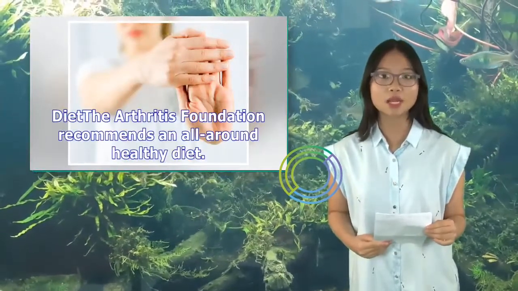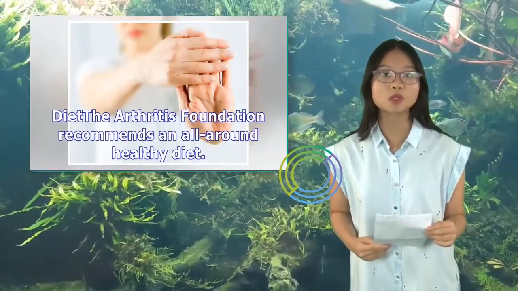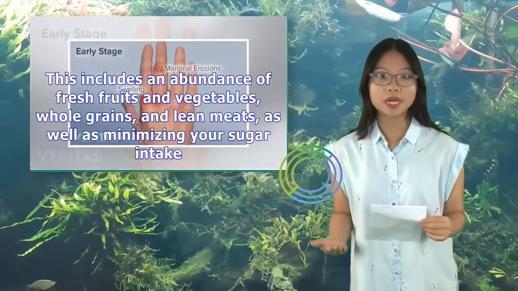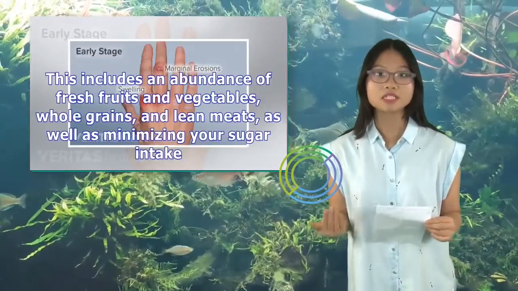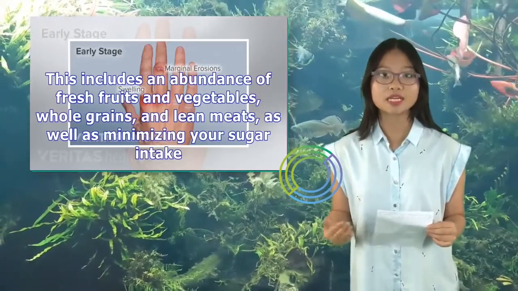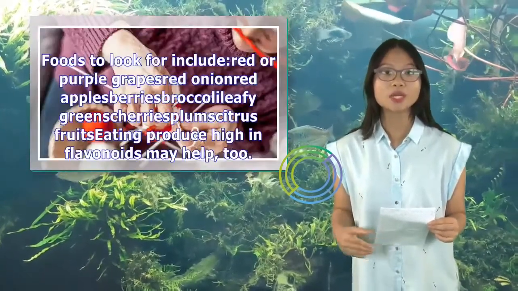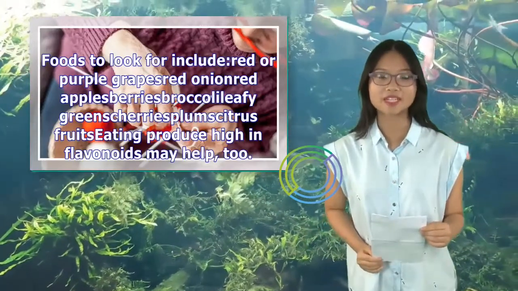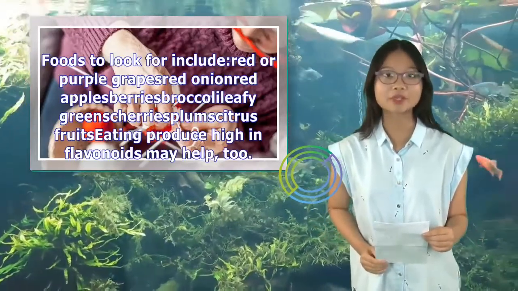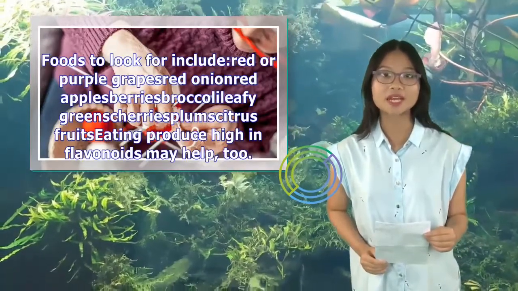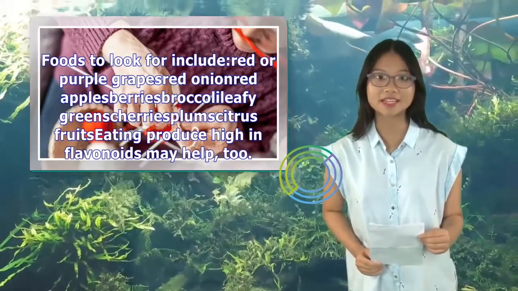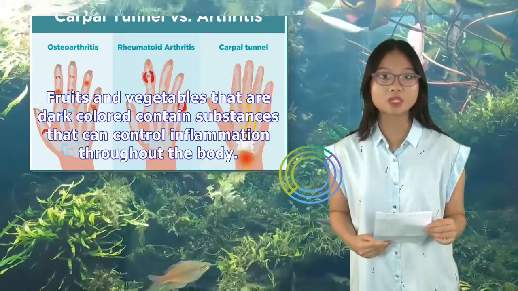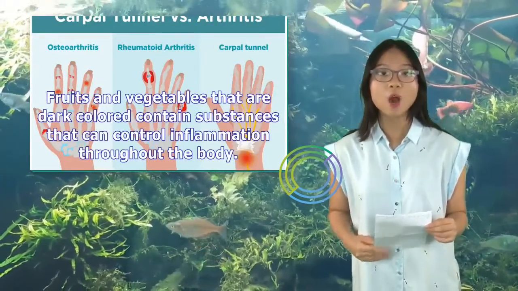Diet. The Arthritis Foundation recommends an all-around healthy diet. This includes an abundance of fresh fruits and vegetables, whole grains, and lean meats, as well as minimizing your sugar intake. Foods to look for include red or purple grapes, red onion, red apples, pears, broccoli, leafy greens, carrots, plum, and citrus fruits. Eating produce high in flavonoids may help, too. Fruits and vegetables that are dark-colored contain substances that can control inflammation throughout the body.